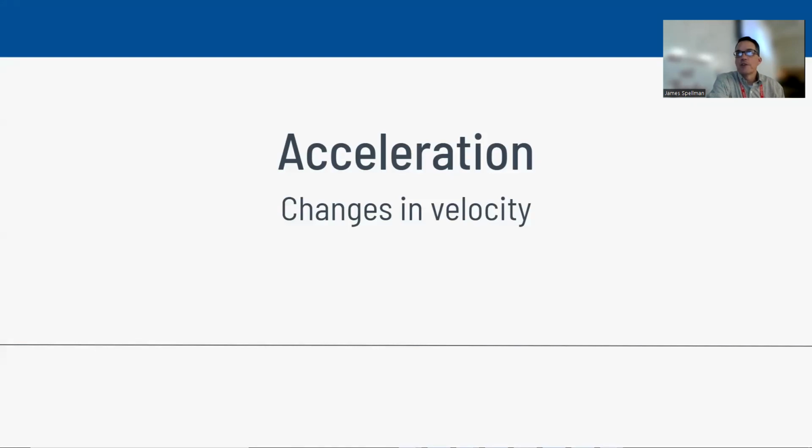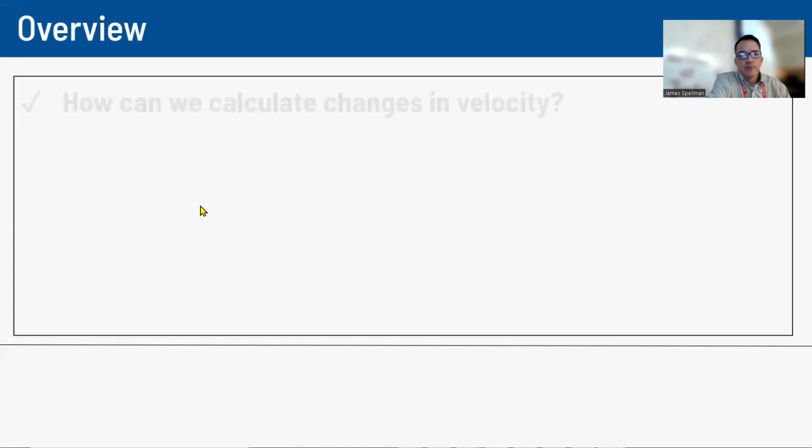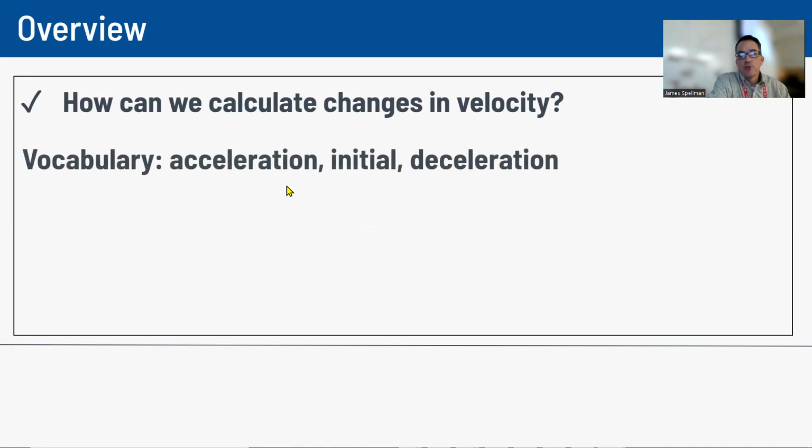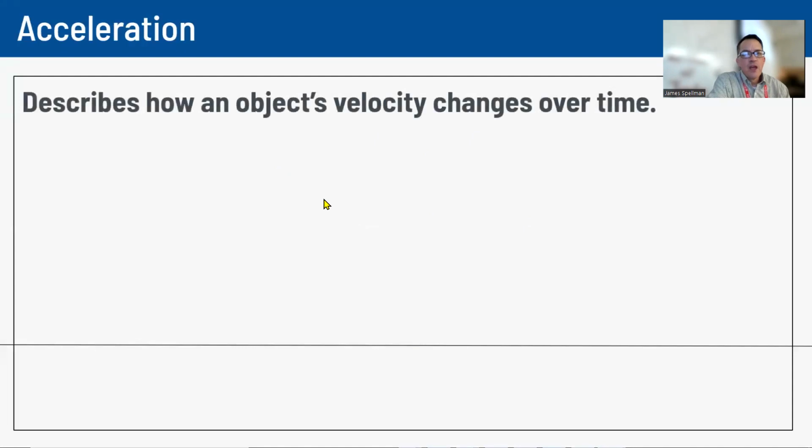Okay, acceleration is kind of our next topic here, and can be simply defined as changes in velocity. Our overview is we're going to see how we can calculate changes in velocity. We've got a few new words: acceleration, initial, which is not necessarily a science word but is helpful here, and deceleration. So we'll hit those here in a moment.